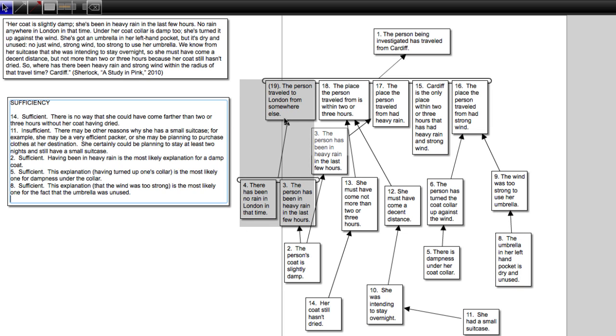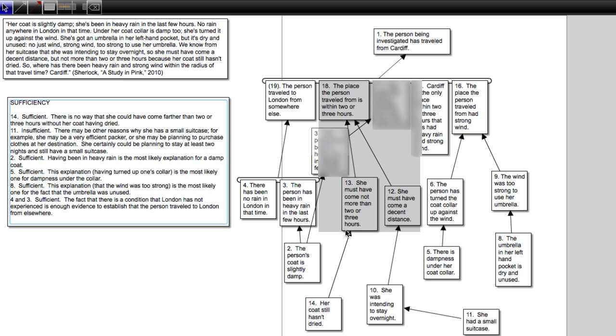Okay, let's come up over here. Now there's only 2 premises that are supporting 19. So the question is, are 4 and 3 together sufficient? There's been no rain in London. The person has been in heavy rain in the last few hours, therefore they traveled to London, and that's sufficient. The fact that there is a condition that London has not experienced is enough evidence to establish that the person traveled to London from elsewhere.